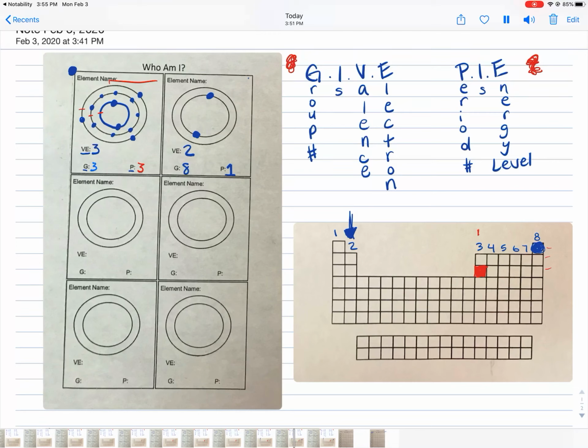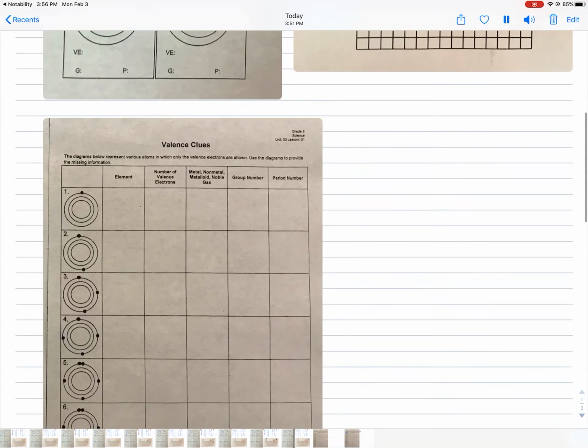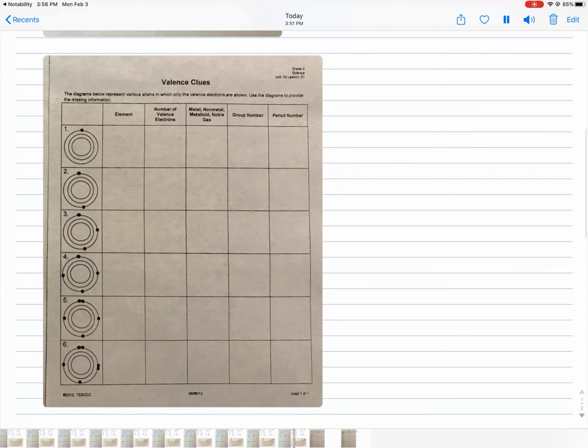As far as those other 4 examples, you need to draw on the electrons that are present and then identify the element name based on the groups and the period. And so like I said, when you're done with this, have Miss Bostic check it. Once she has given you the all clear, you can then move on to the back side of this paper, the valence clues, where it's very similar to the one that you just did, except this time all of your electrons are not displayed. And so they're showing you only the valence electrons.